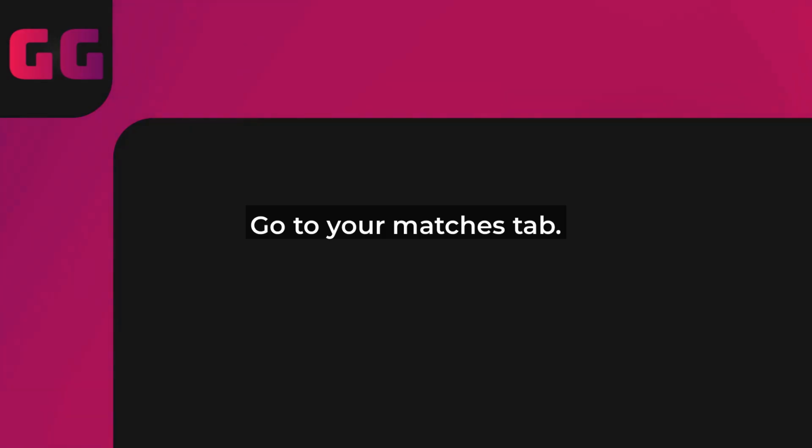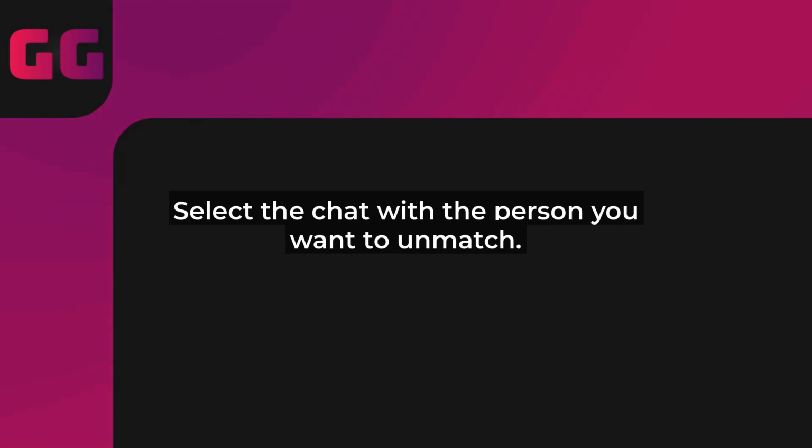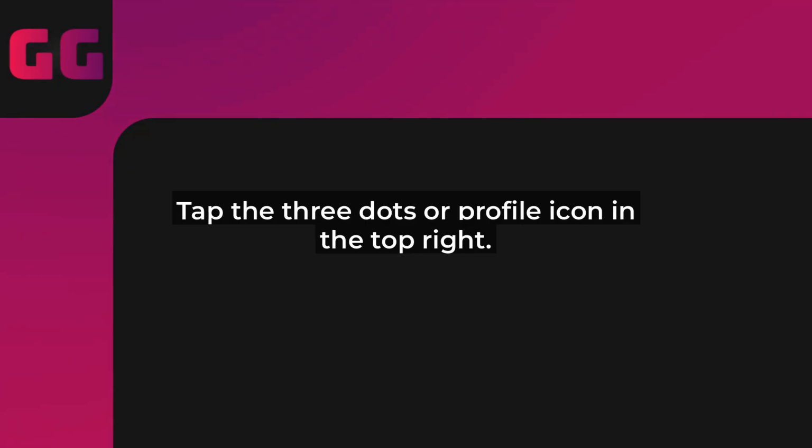First things first, make sure you're logged into your Tinder account on your phone or tablet. Tinder's interface has gotten even more user-friendly by 2025, but the core steps remain simple. Start by opening the app and heading to your Matches tab. You'll see a list of all your current conversations. Scroll or search until you find the person you want to unmatch. Once you've selected their chat, tap on it to open the conversation. Now, look for the three dots or the profile icon in the top right corner. This is your gateway to more options.